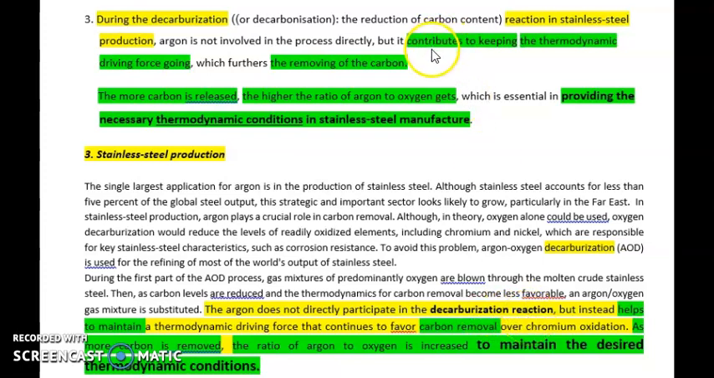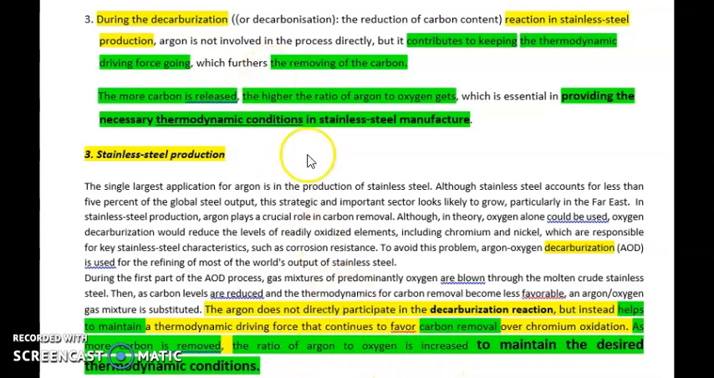But what does it do instead? Helps to maintain. It contributes to keeping. Keeping here is used as a synonym to the verb maintain. A thermodynamic driving force to maintain it. And if you keep reading, you have the sentence, as more carbon is removed, which means the more carbon is released, the higher the ratio of argon to oxygen gets. The ratio of argon to oxygen is increased.